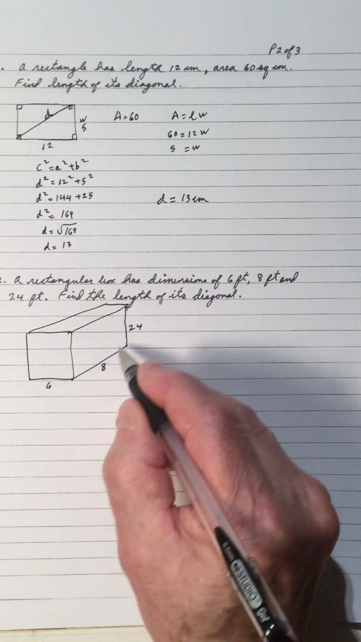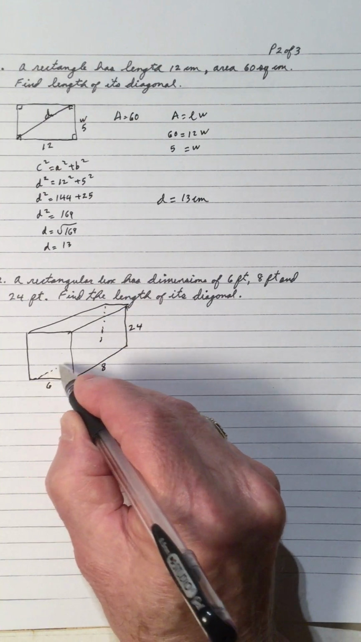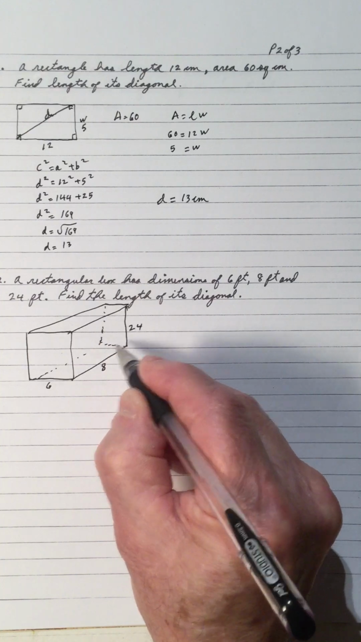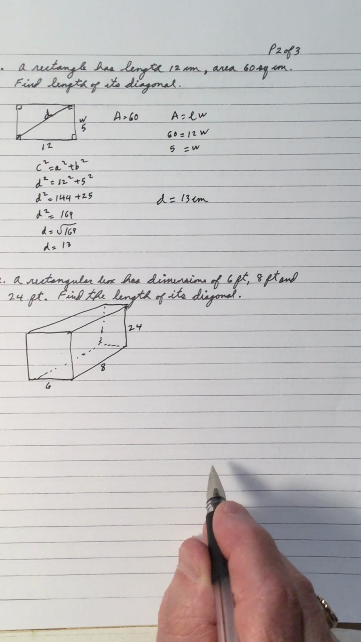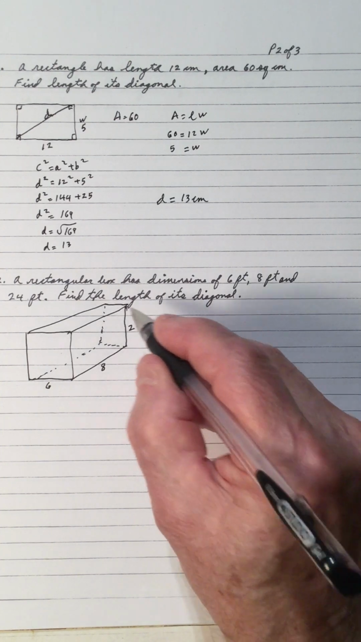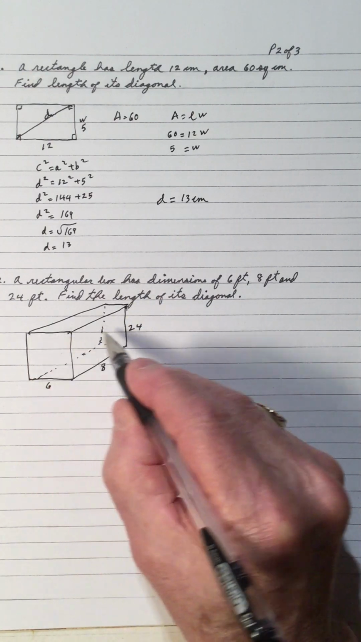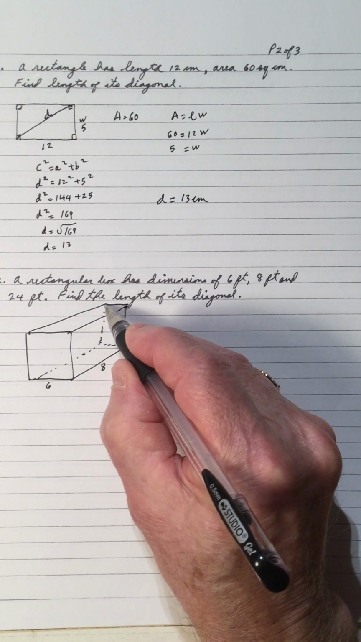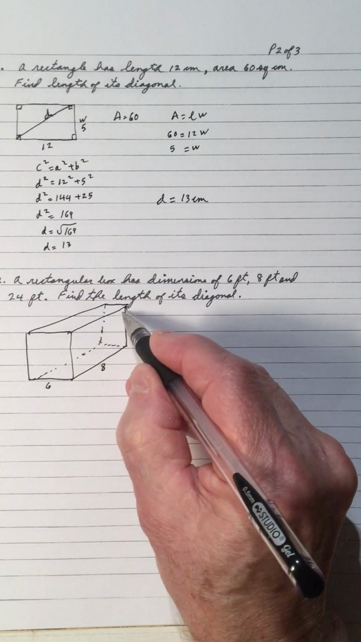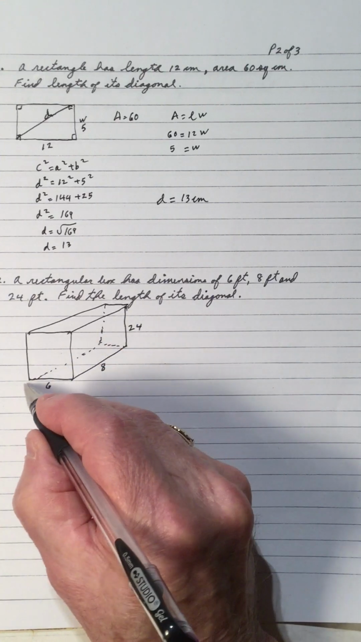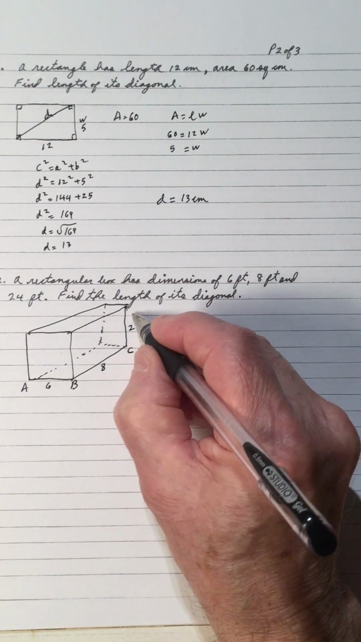So let's go 6 and 8, and 24 is the height. Let's draw the edges in here that you can't see. So now we have a rectangular box, and we want to find the length of the diagonal. The diagonal of a rectangular box can go from this corner to this corner, or from this corner down through here to this corner, or from here down to here. So let's call this A, B, C, and D.